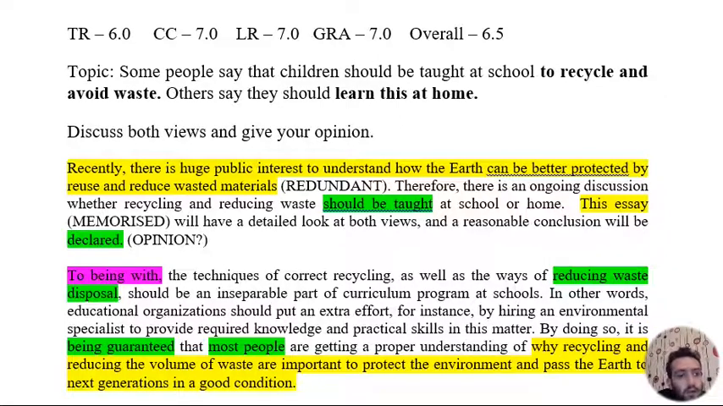Well, this is about body paragraph 1 and introduction. In the second part of our video, we will talk about body paragraph 2 and conclusion of this essay.